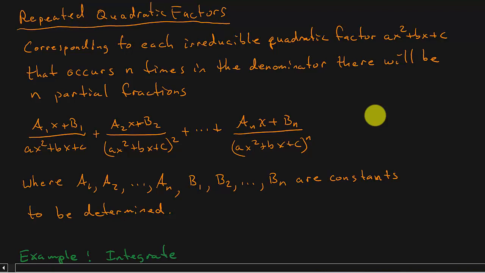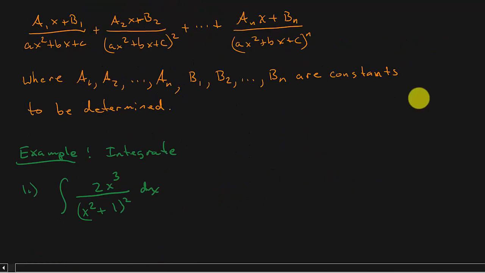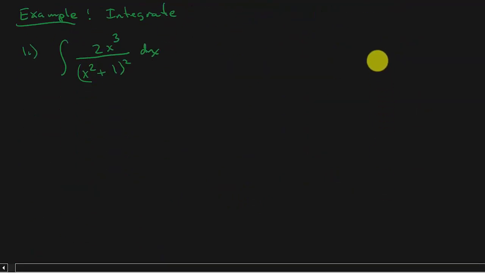Corresponding, well, this is repeated quadratic factors. It's going to be like what we did earlier. So corresponding to each irreducible quadratic factor, ax squared plus bx plus c, that occurs n times in the denominator, there will be n partial fractions. And you can see it's similar to what we did with the linear ones. We just write it however many times we need, and then we got to solve for the a's and the b's. All right, so let's look at this one.